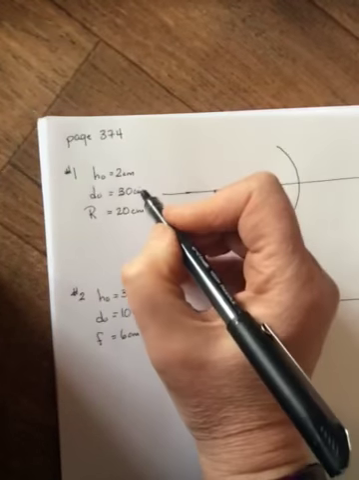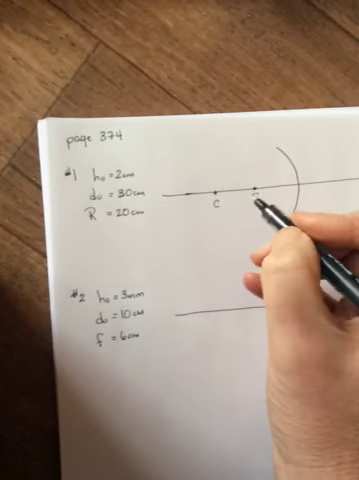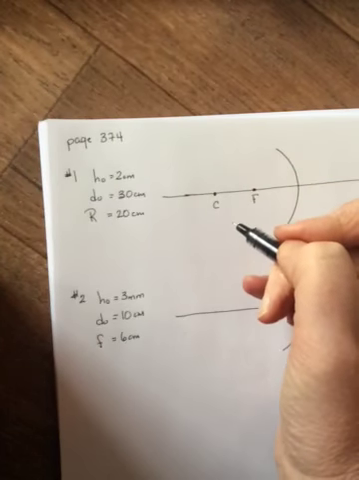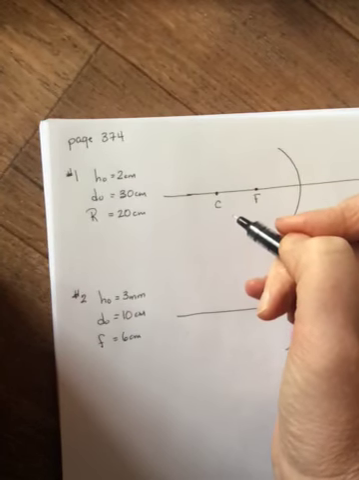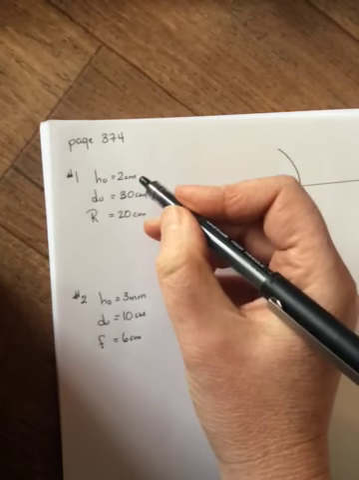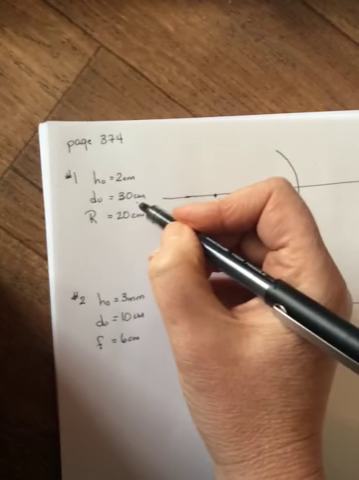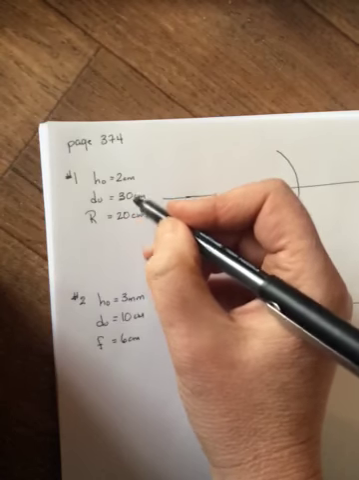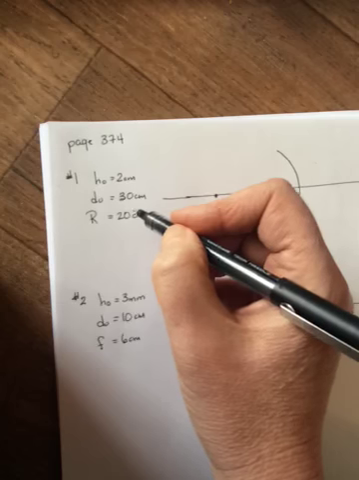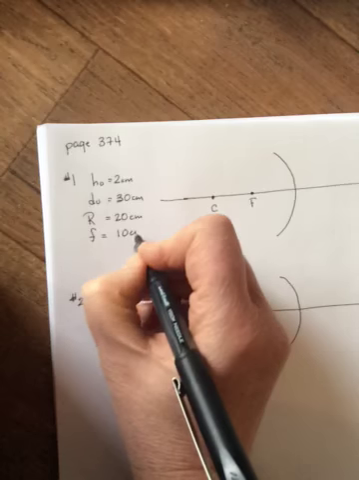Okay, so in the last video I asked you to do questions on page 374, numbers 1 to 4. Number 1 says, use the ray diagrams. Solve the example problem using the ray diagram. If you look at the example problem, it says it's a 2 centimeter high object, 30 centimeters from the mirror, so we have our HO and our DO. And it says the mirror has a radius of curvature of 20 centimeters, which means our F is 10 centimeters.